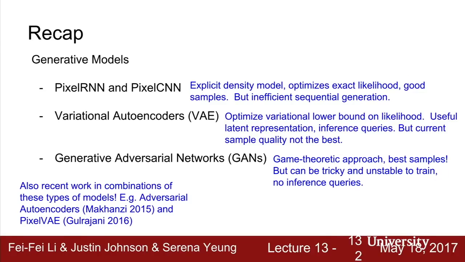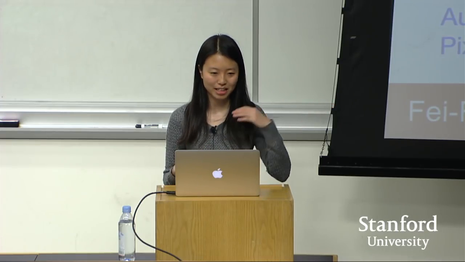And so what you'll also see is a lot of recent work on combinations of these kinds of models, right? So for example, adversarial autoencoders, something like a VAE trained with an additional adversarial loss on top, which improves the sample quality. There's also things like pixel VAE, which is a combination of pixel CNN and VAE. So there's a lot of combinations, basically trying to take the best of all these worlds and put them together.